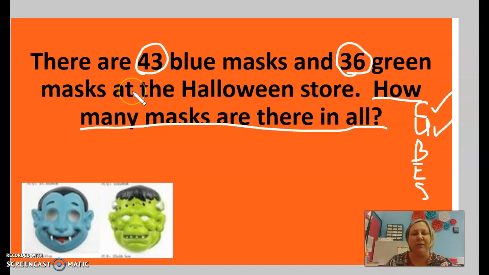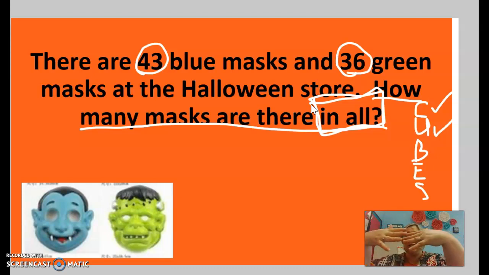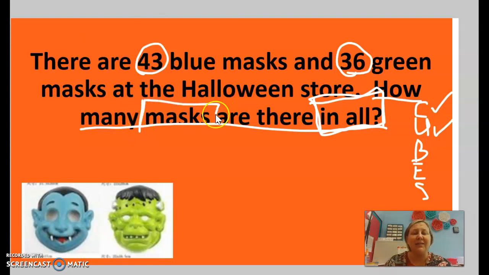Oh, I know one of my keywords. I see "in all." So when I see "in all," that tells me that I'm combining and putting together. I have 43 blue and 36 green, and I put them together. And another keyword: am I trying to figure out how many kids? Am I trying to figure out how much money they spent? No. I'm trying to figure out how many masks.